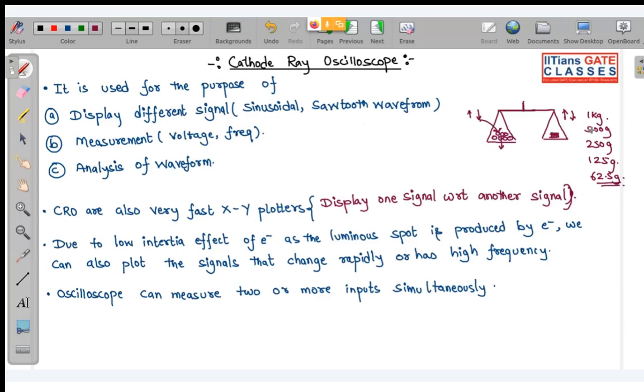So what is this inertia? What is inertia? See, I am teaching you 11th, 12th physics. So now, Newton's first law.